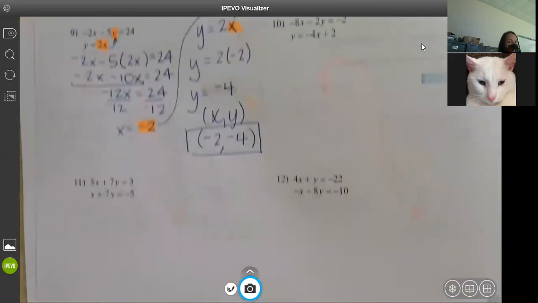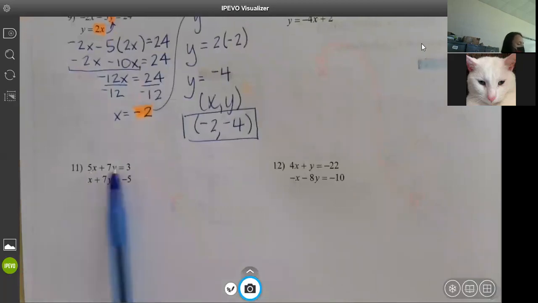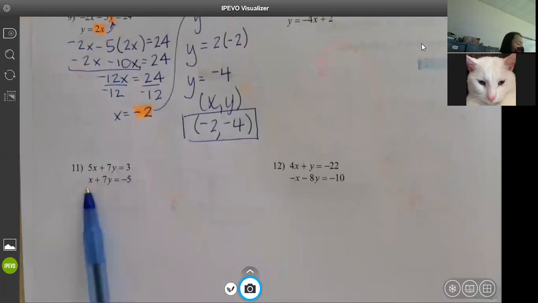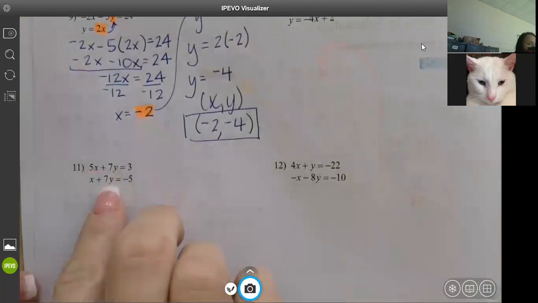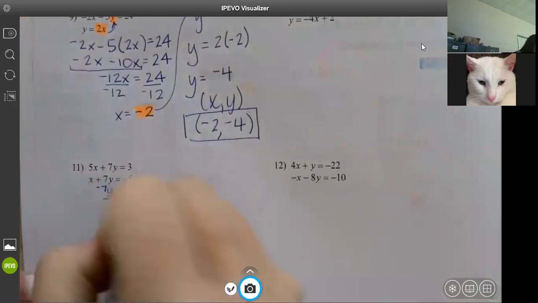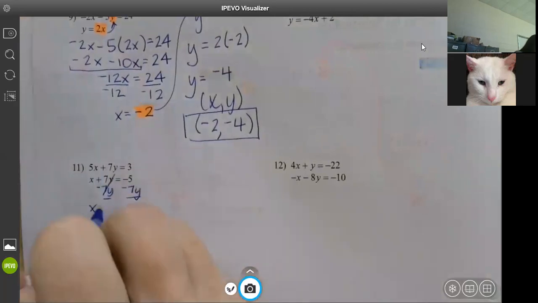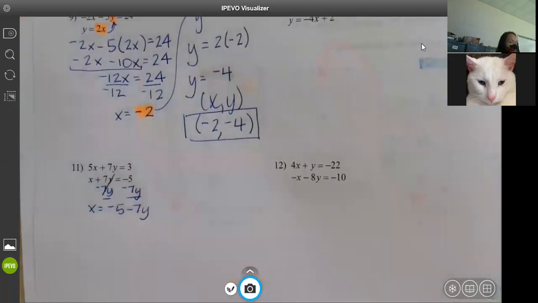If we're looking at number 11, we're going to look for a single variable. This has a 5, this has a 7, this has a 7. This one's all by itself. You guys see that? So I want to get it by itself. How do I get rid of this plus 7y? Subtract it. So that's what I'm going to do. So then what I have is x equals, and you can just write it down. It doesn't matter what order it's in. -5 minus 7y. That is your new equation to use.